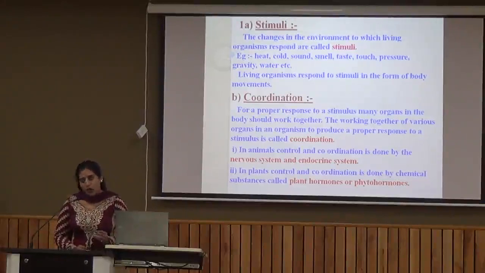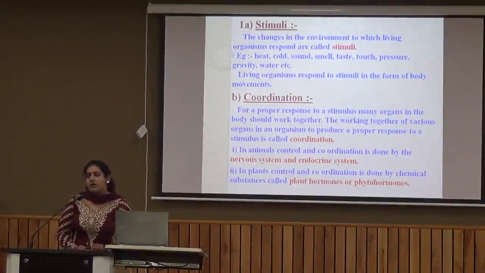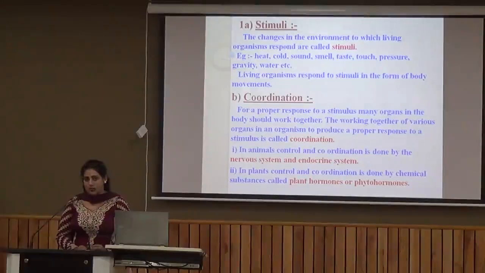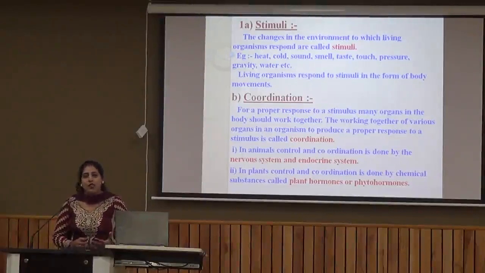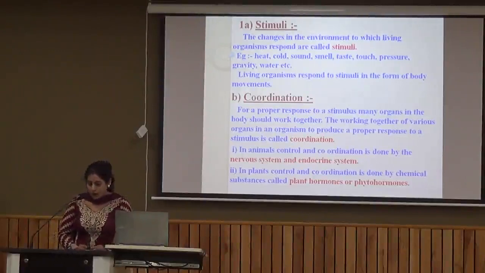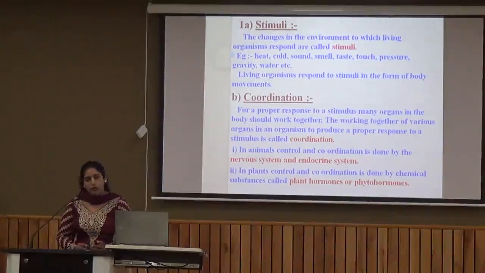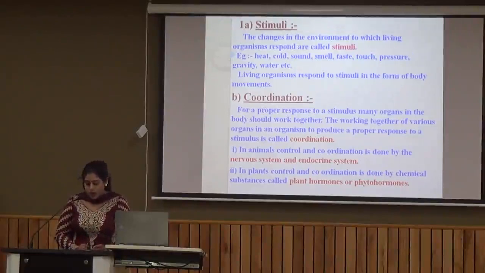Okay. So now the chapter name itself suggests control and coordination. That means how we are going to coordinate our body. So what is coordination? For a proper response to a stimulus, many organs of the body should work together. It's not a single organ process. The complete body has to work, so it's a coordination of various organs. The working together of various organs in an organism to produce a proper response to a stimulus is called coordination.